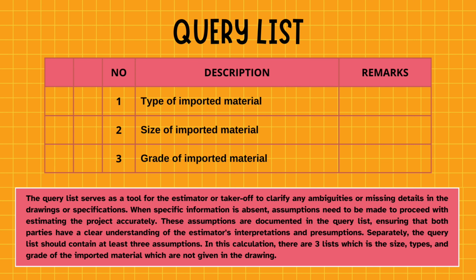Next is the query list, which serves as a tool for the estimator or taker off to clarify any ambiguities or missing details in the drawings or specifications. When specific information is absent, assumptions need to be made to proceed with estimating the project accurately. These assumptions are documented in the query list, ensuring that both parties have a clear understanding of the estimator's interpretations and presumptions. Separately, the query list should contain at least 3 assumptions. In this calculation, there are 3 lists, which are the size, type, and grade of imported material, which are not given in the drawing.